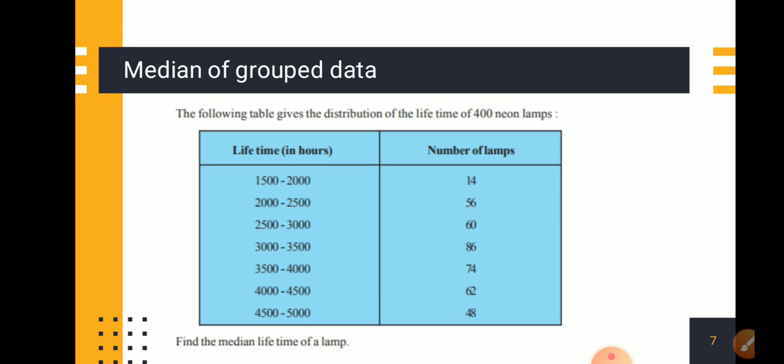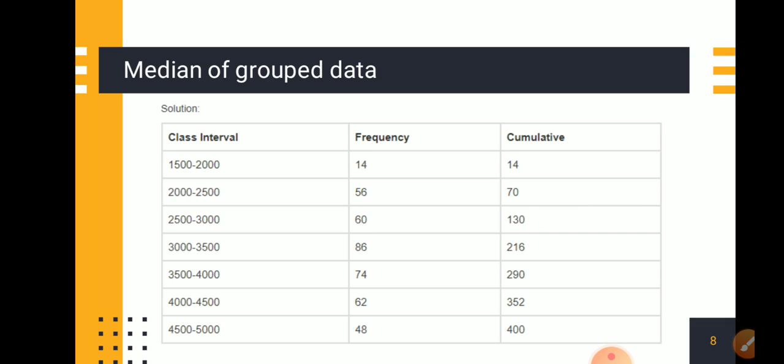Let's understand this with an example. The following table gives the distribution of lifetime of 400 neon lamps. So this is the class interval, which is the lifetime in hours, and number of lamps is the frequency column. The first step is to convert the frequency to cumulative frequency. So once we calculate the cumulative frequency by adding to the subsequent rows, we get this in order.